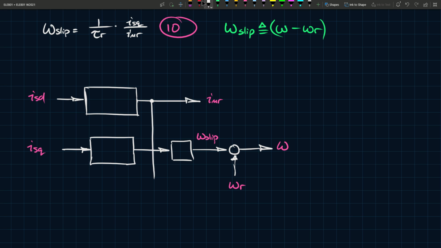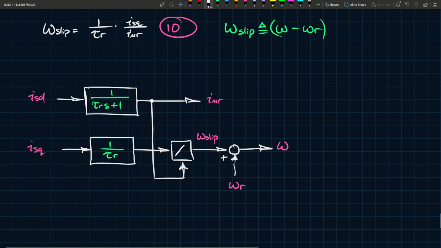So this should look something like this, and you have 1 over tau r s plus 1 and 1 over tau r here, and this is a division block. If omega slip is equal to omega minus omega r, then omega should be equal to omega slip plus omega r, based on the equation up here. So that's the pair of equations we have there. The two things we control are this current and this speed.